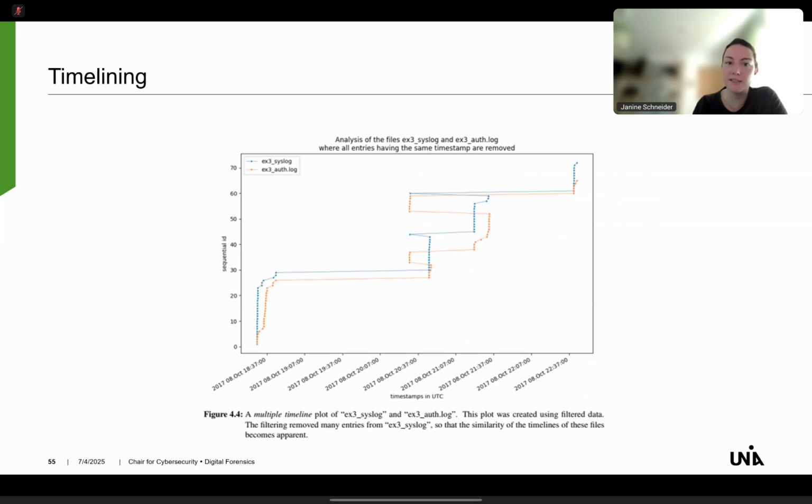And also here, this is also an example for the external consistency check, where you can see also 2 files, syslog and auflog files, and they should usually look similar, and both of them should usually grow linearly with the sequential ID, but both of them have a couple of outliers, which could be an indication for some kind of manipulation or inconsistency.